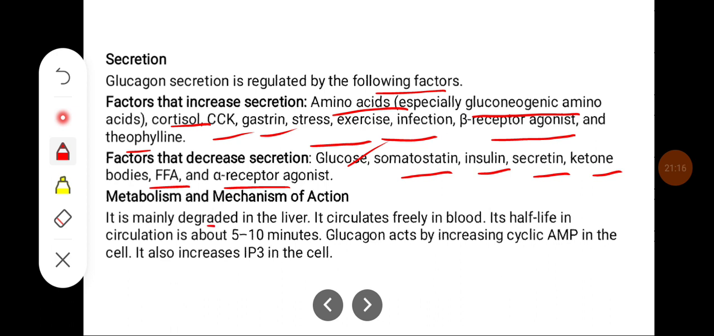Glucagon is mainly degraded in the liver. It circulates freely in the blood. Its half-life is around 5 to 10 minutes. Glucagon acts by increasing cyclic AMP in the cell. It also increases IP3 in the cells.